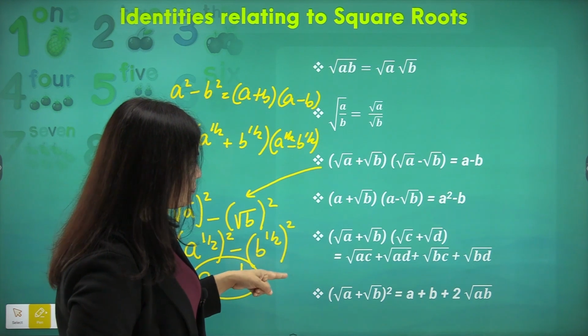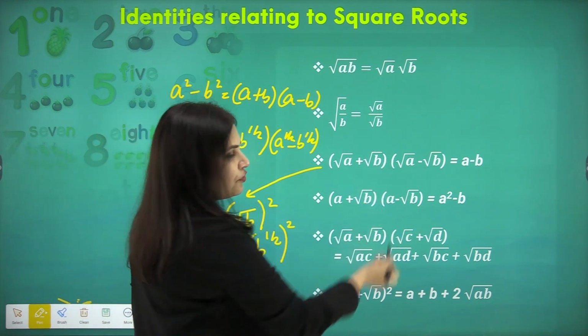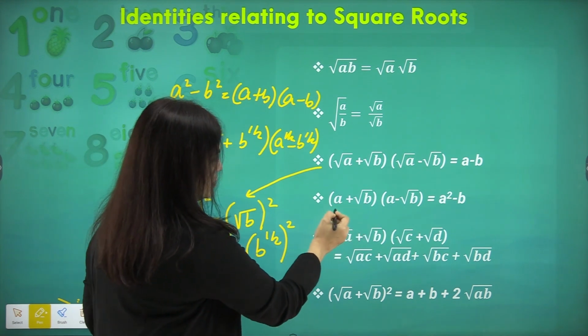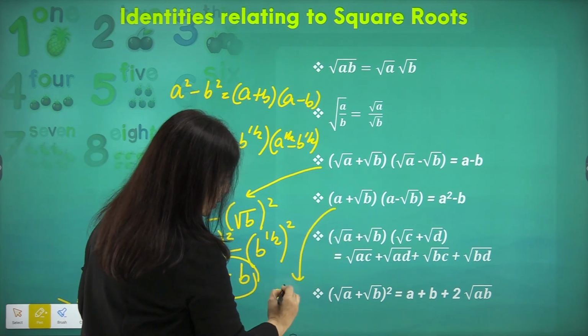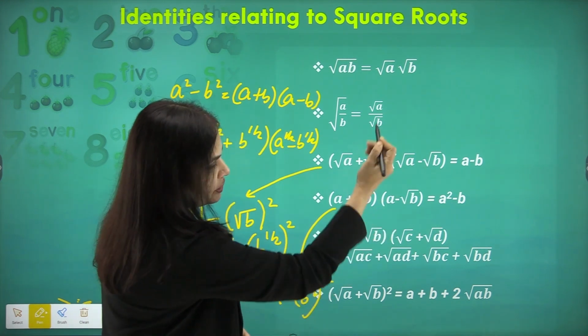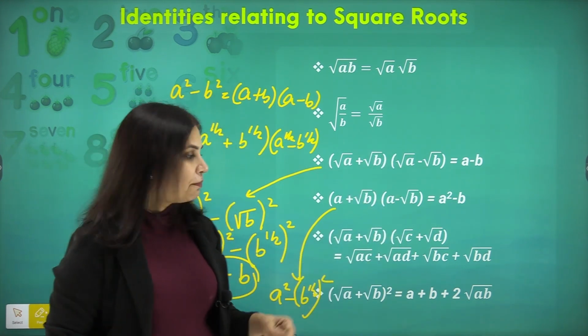Coming to this, it follows from the previous rule only, because this will become a square, and this would become a square minus b raised to the power half whole square, which will give you a square minus b.